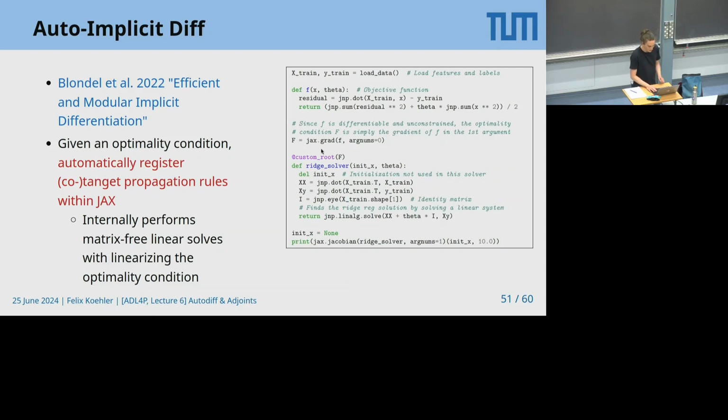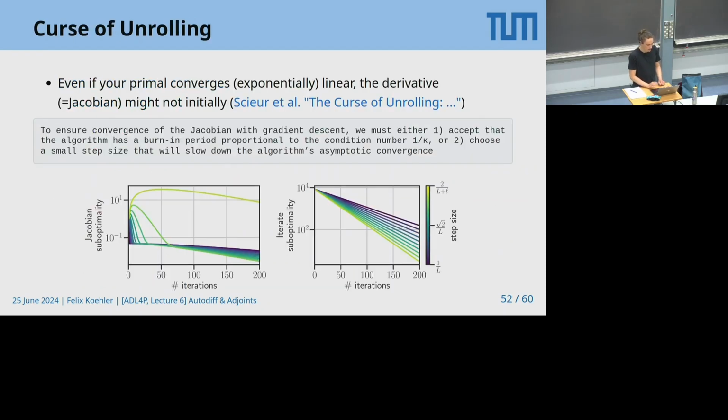Okay, great, cool. Then another piece of research I find very interesting is the curse of unrolling. This is related to what I already mentioned: when you unroll different conjugate gradient methods, it can actually happen that the derivative convergence is different from the primal convergence. That's a very interesting and super counterintuitive phenomenon.